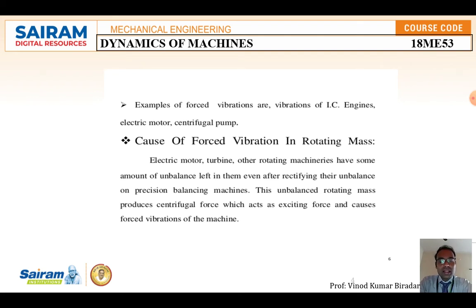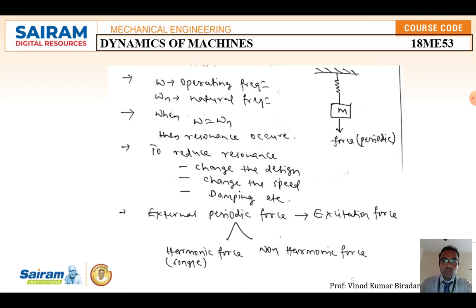Take any electric motor. Even in manufacturing, because of manufacturing defects, there is a chance of unbalance. We say there is unbalance when the CG of the particular machine or component does not lie on the axis of the shaft. Because of unbalance, there is a chance of vibration. So that is the main cause of forced vibration in a rotating mass.